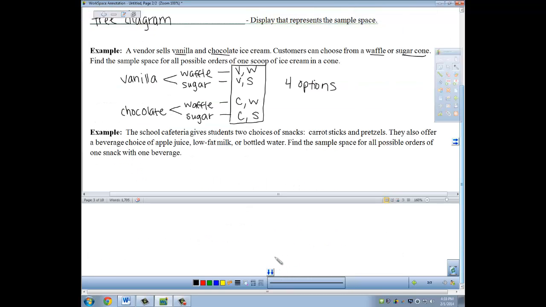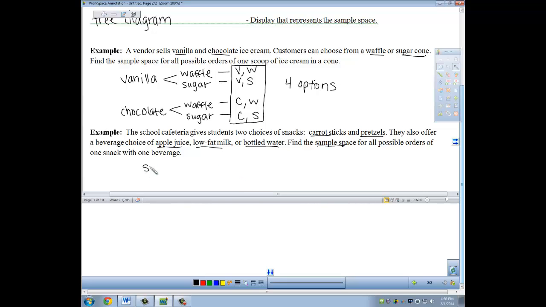The next example, it says the school cafeteria gives students 2 choices of snacks. So you can get carrot sticks or pretzels. They also offer a beverage choice. You can get apple juice, low-fat milk, or bottled water. Find the sample space, so just our list, for all possible orders of one snack with one beverage.